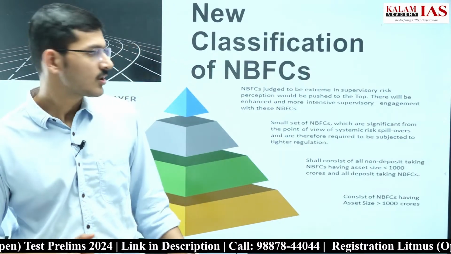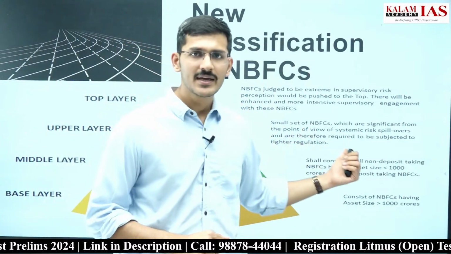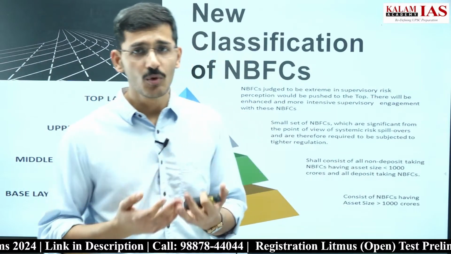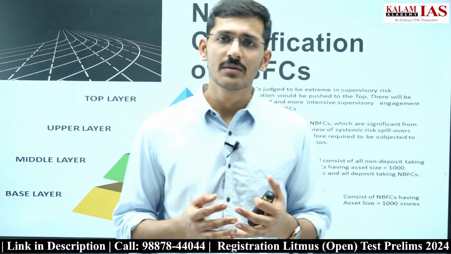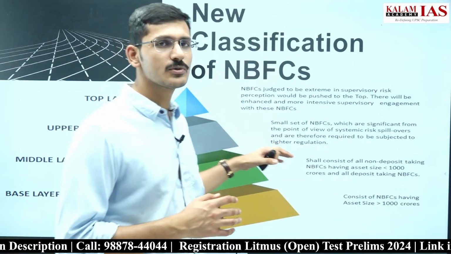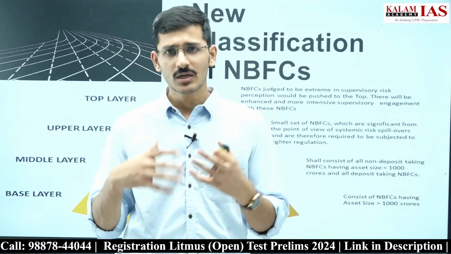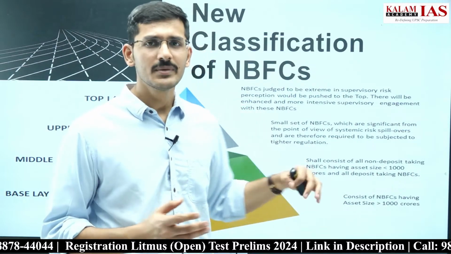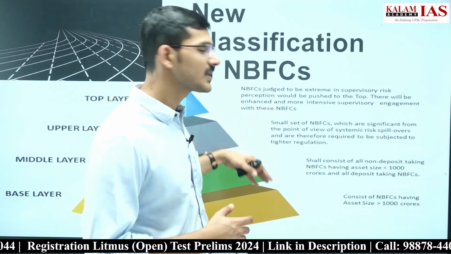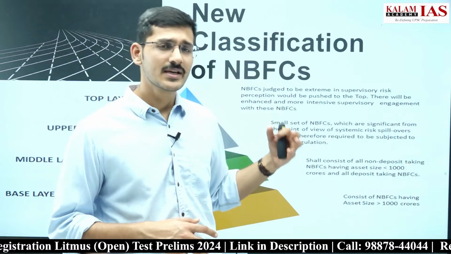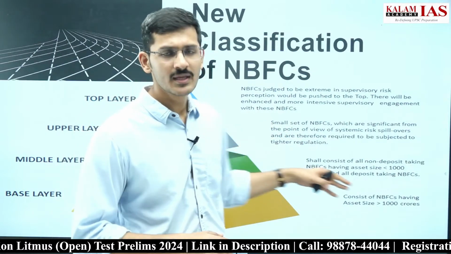Top 10 for sure will fall into the upper layer, and if there are any more which are systemically important NBFCs, they can also be included. For example, the number can be increased to 15, 20, 25, 30, whatever the RBI sees fit, and those systemically important deposit taking NBFCs can also be included in the upper layer.